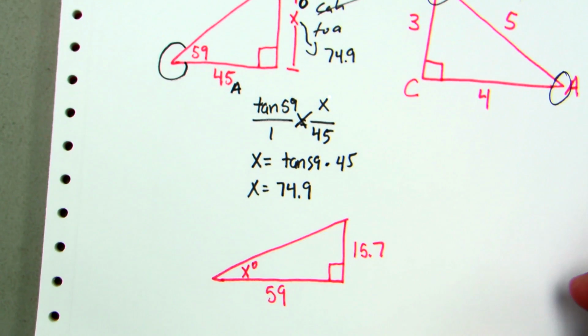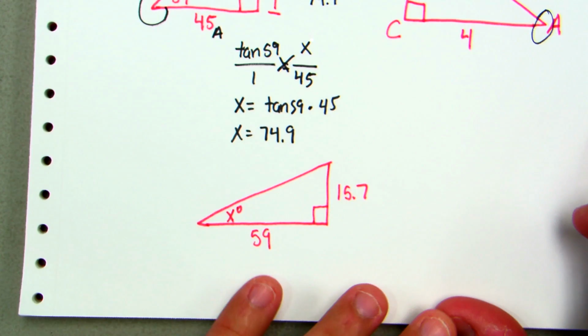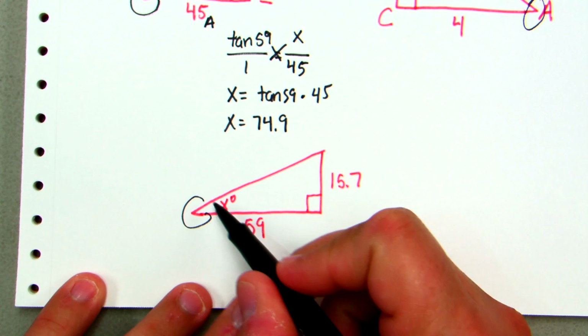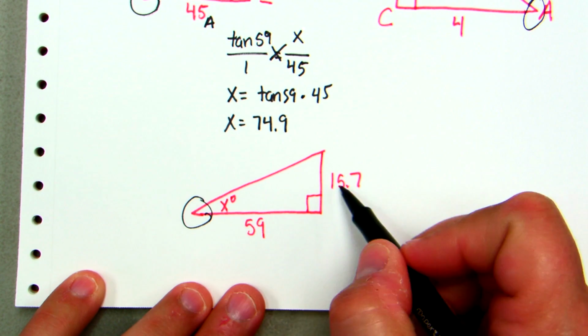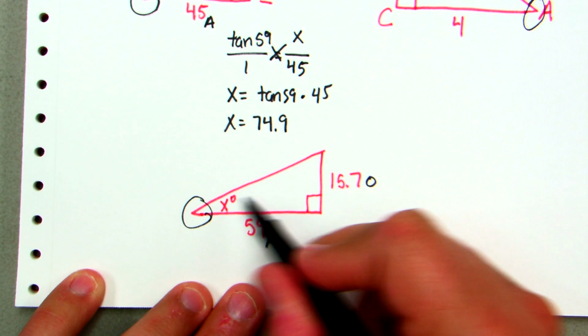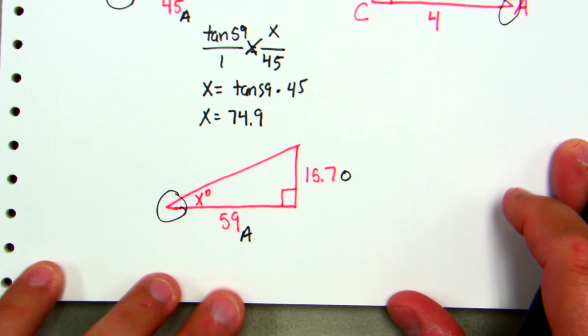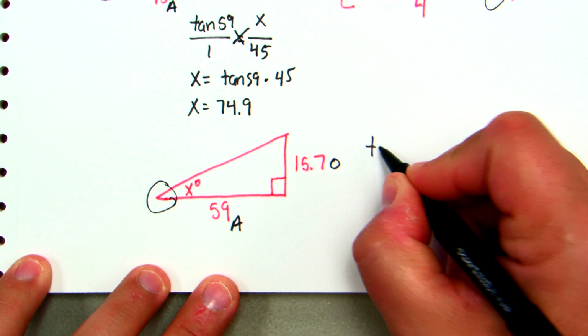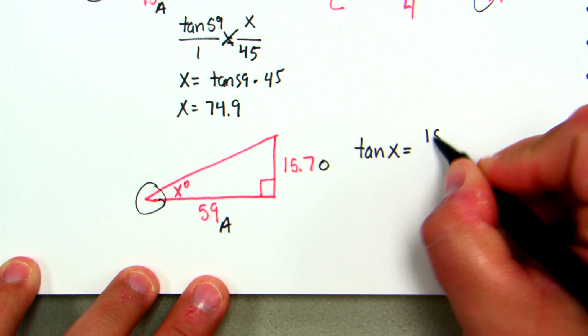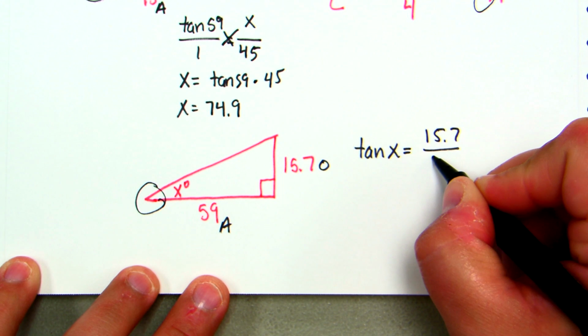Now lastly, we're going to find the angle measure. So simply, all we're going to do, I still circle that because I'm looking for this angle. They give me opposite and they give me adjacent. So I know then, okay, opposite and adjacent, that's obviously tangent. So I'm going to go tangent of x is equal to 15.7 over 59.